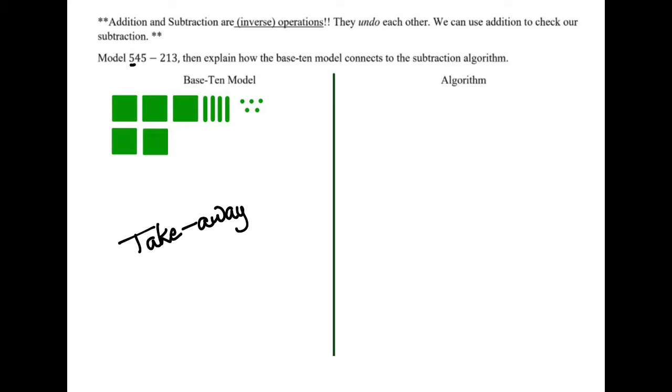So we started with 5 flats. We're going to take away 2 flats. So this one's gone. So is that one. Now we started with 4 rods. We're going to take away 1. So that one's gone. We started with 5 units and we want to take away 3. So those are gone.